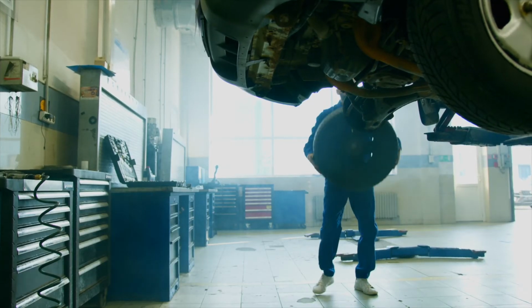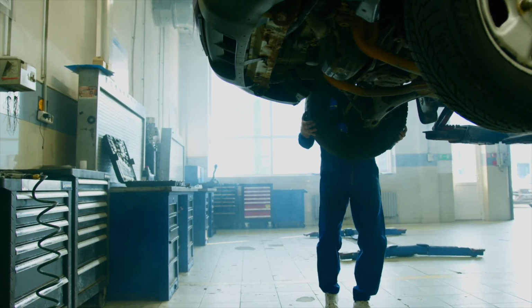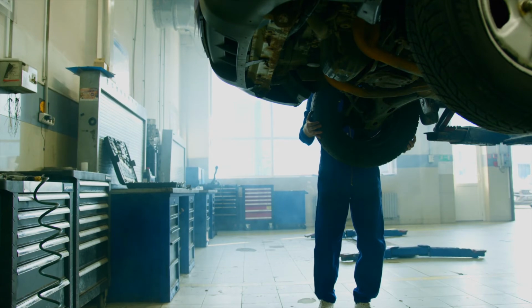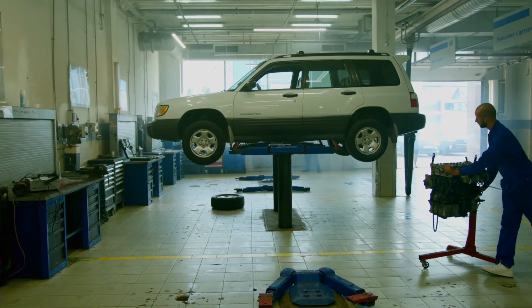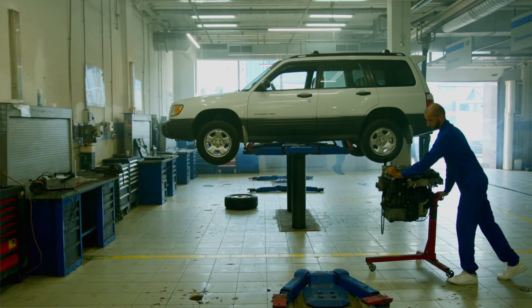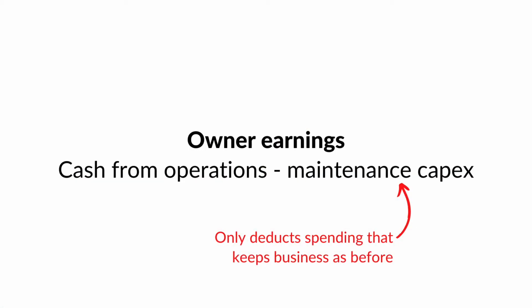To use our taxi driver example, maintenance capex is replacing your old tires with new ones. Growth capex is upgrading your taxi's engine. One keeps your taxi running as before, the other makes your taxi run even better. To sum it up in an equation, owner earnings is cash from operations minus maintenance capex.